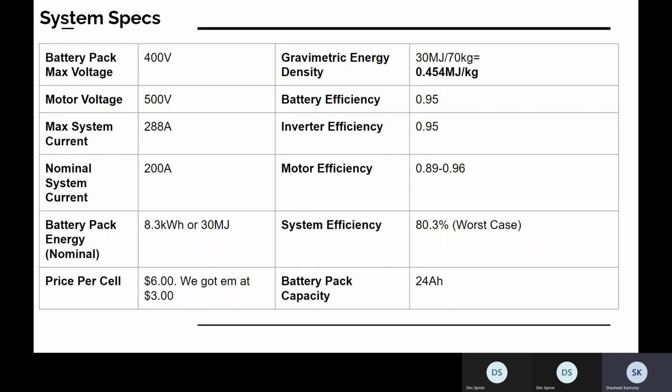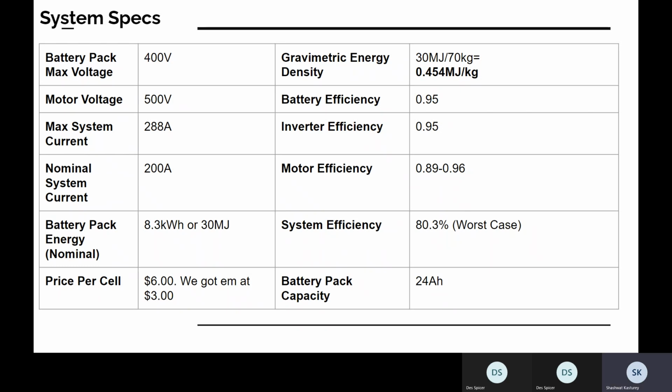The system efficiency is actually 80.3%, and this comes from multiplying the efficiency of the motor, which is 95%, the efficiency of the inverter, which is 95%, and the efficiency of the battery pack, which accounts for the thermal losses that you get during power draw, during cell heating, basically. You see the individual efficiencies listed there for motor, inverter, and battery. And as I said previously, system efficiency is just a product of those three values.